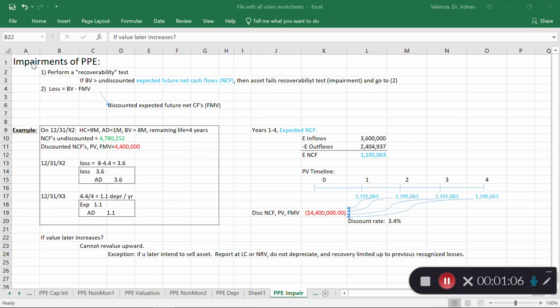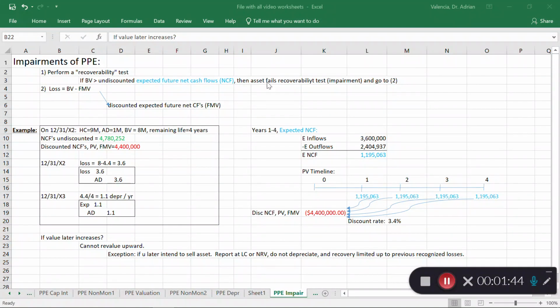overstate your assets. The first step that is done when you test your property, plant, equipment is you perform what is referred to as a recoverability test. In technical terms, it's simply a comparison of your book value to the undiscounted expected future net cash flows for that asset. So if your book value is more than the expectation of cash flows you have for that asset in the future, then we say that the asset itself is overstated, and we would refer to that as failing the recoverability test.